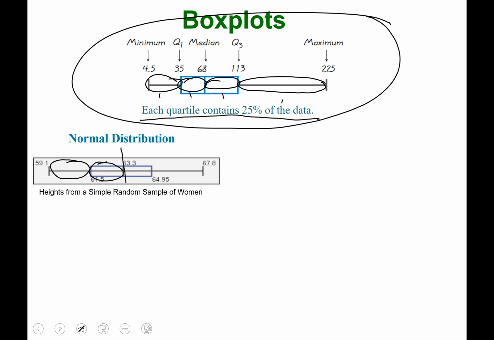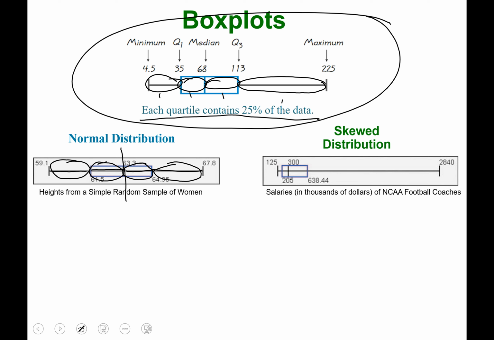This is our median, by the way. I'll show you that more. This is the next 25% of us. And women, the tallest 25% of us have heights between 64.95 and 67.8 inches. And you can see that each of the quartiles is about the same length, horizontal length, if you will. So that would be a normally distributed set of data represented in a box plot.